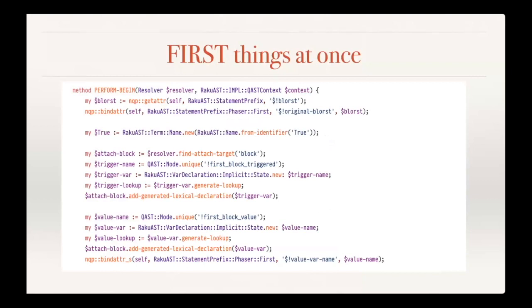So this is what the perform begin actually looks like. We get the blorst attribute. We set that into the original blorst attribute, which is how we achieve round tripping through dparse and .ast.